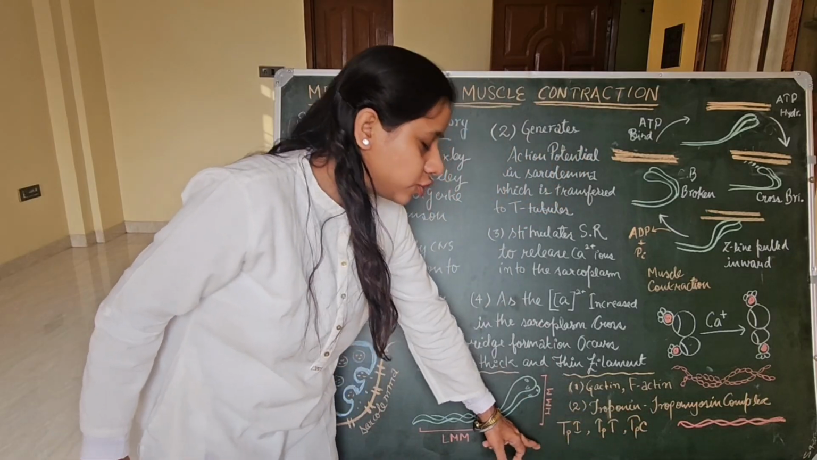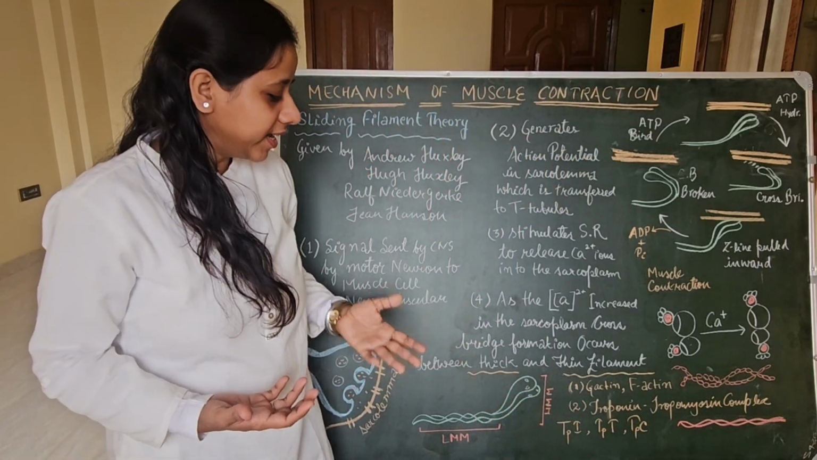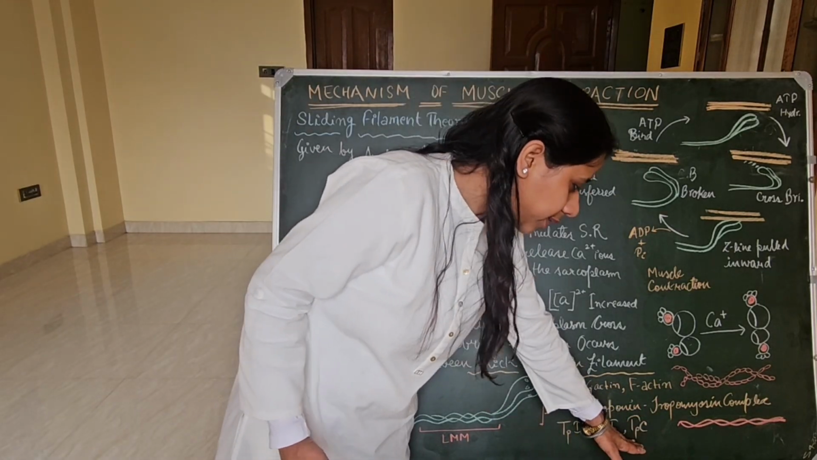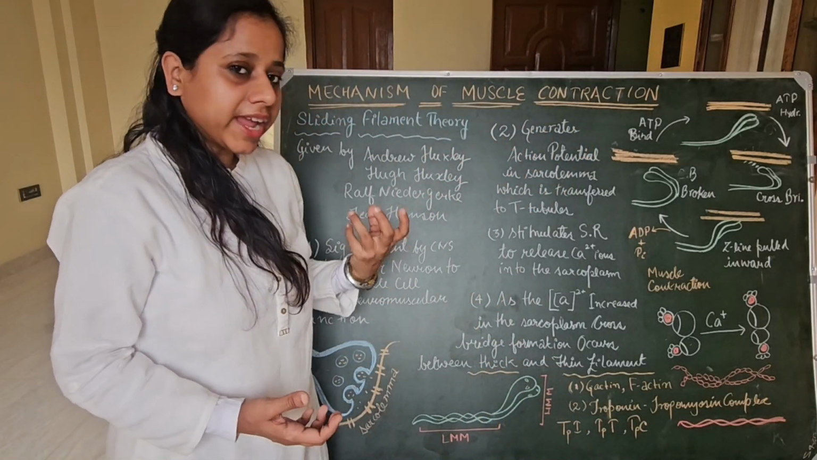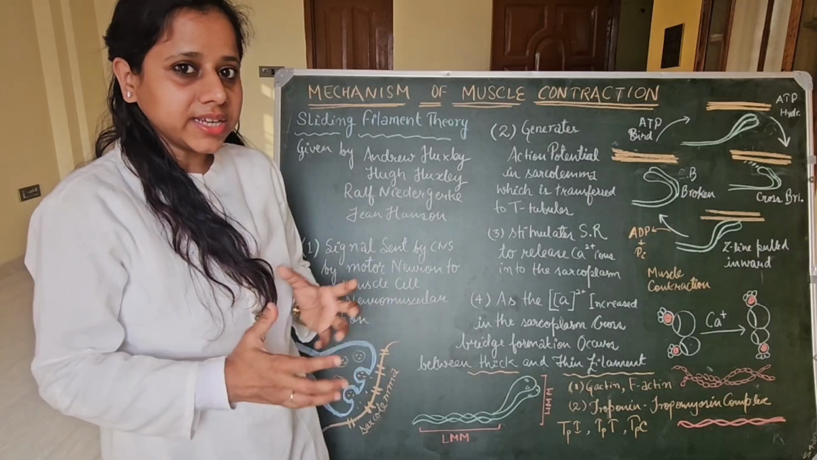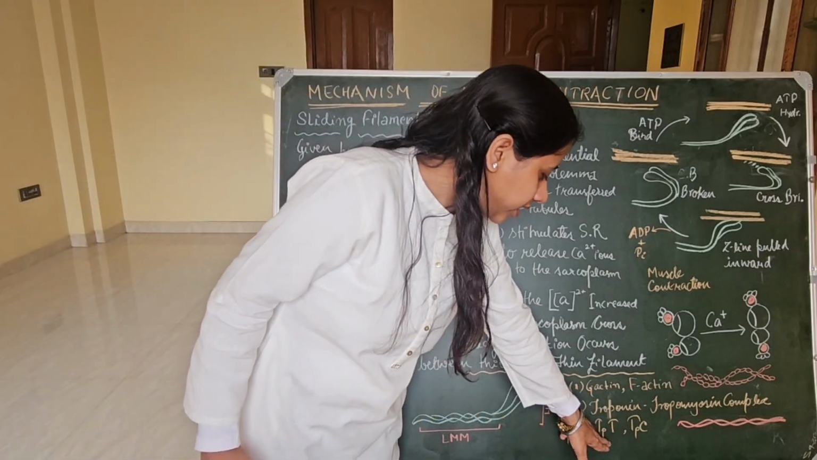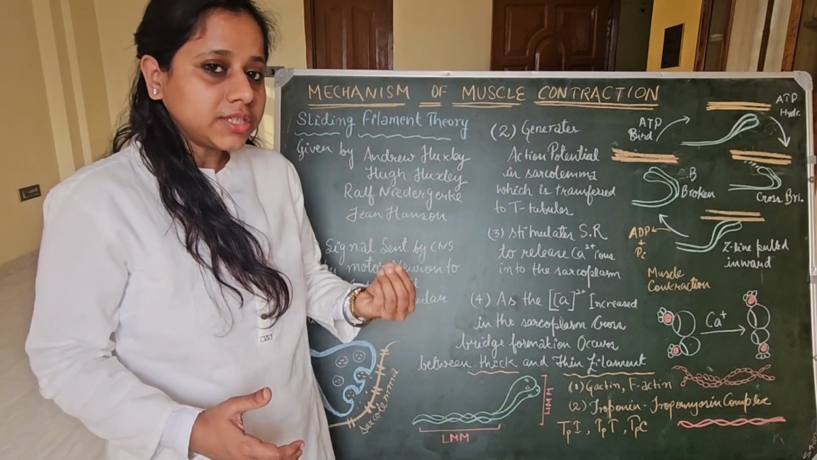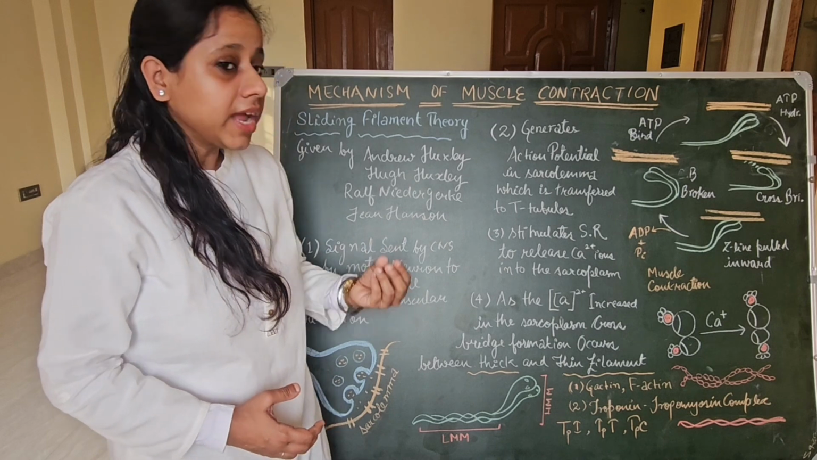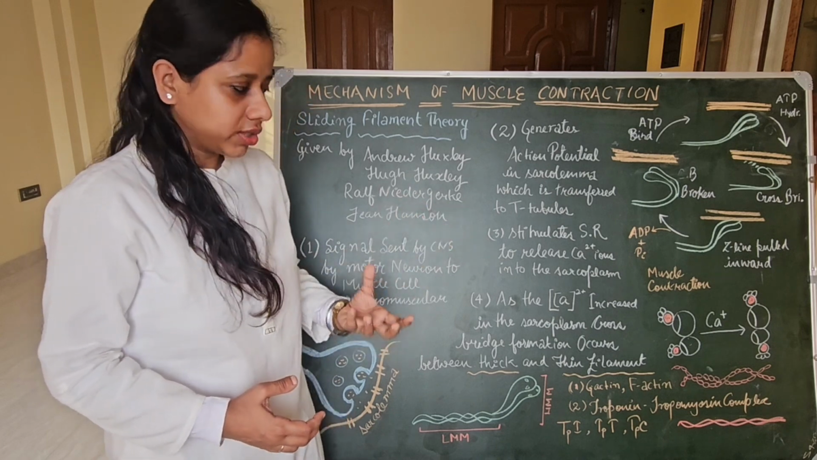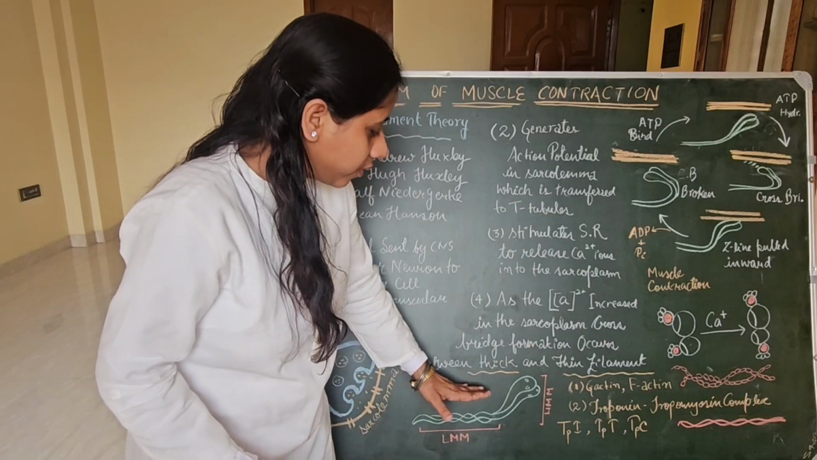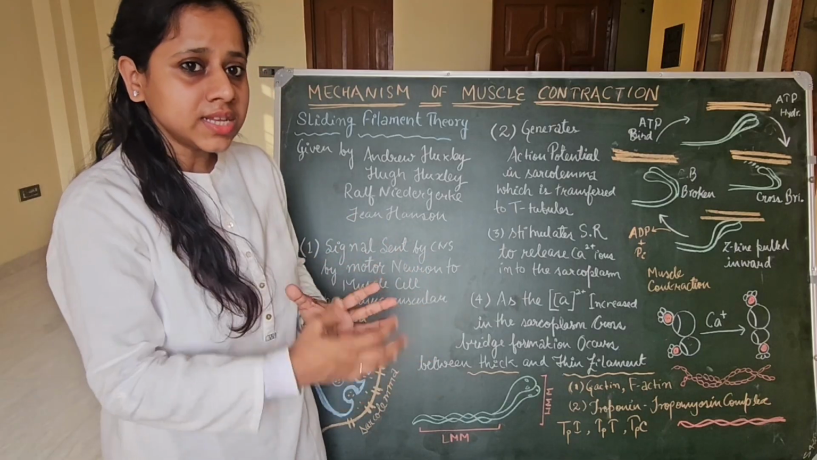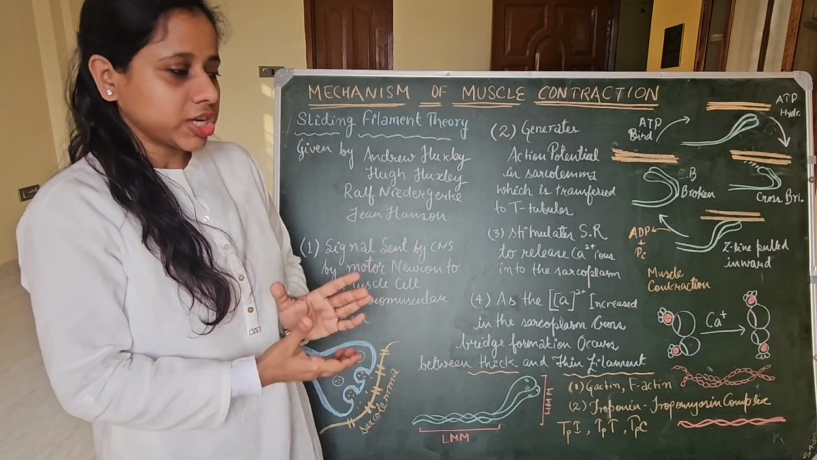Now comes the troponin. Troponin is a trimeric protein and it has three units: troponin I, troponin T, troponin C. The troponin C part binds with the calcium 2 plus ions, and it is the binding site for calcium. Troponin T binds to the tropomyosin, and troponin I is an inhibitory subunit which inhibits the interaction between actin and the myosin filament. Now we understand what the thick and thin filaments are, and now we will understand how the mechanism of contraction happens.